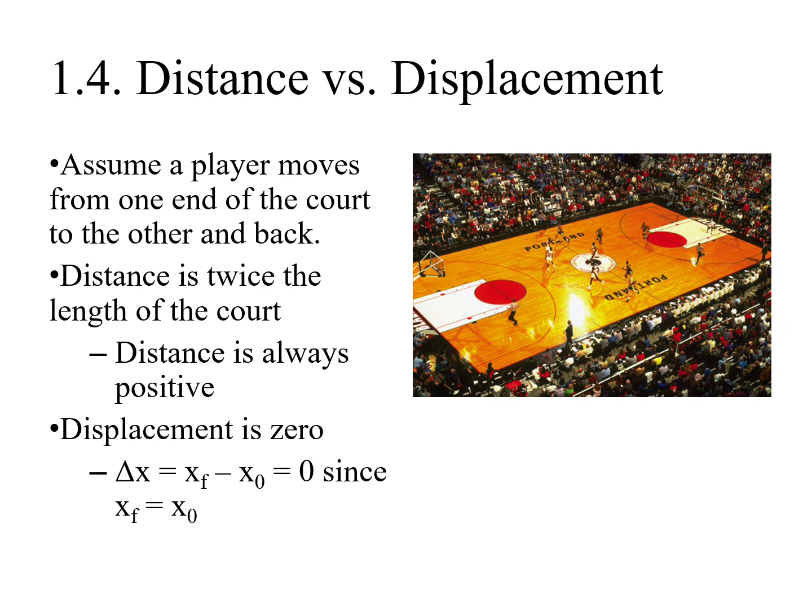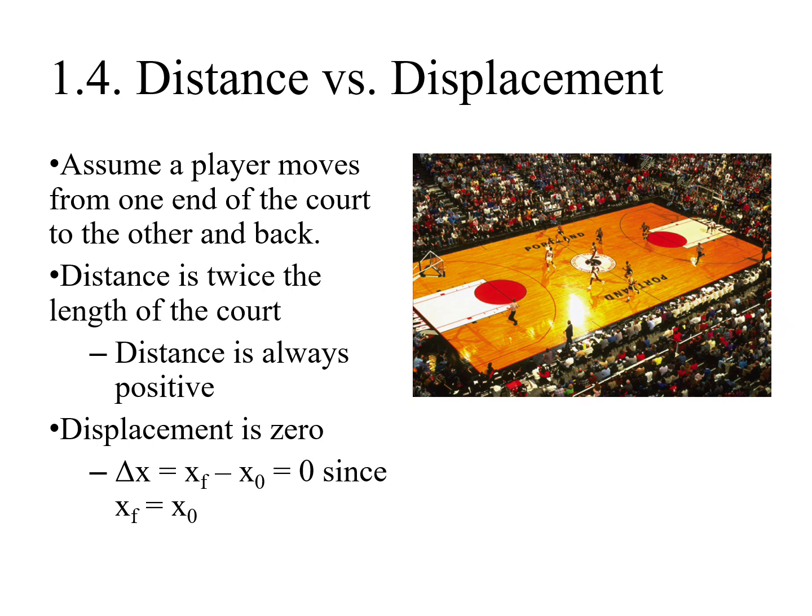Distance tells us how much ground was covered. It is always positive. Displacement tells us the change in position from start to finish. In this example, the player moves across the court and returns to the starting point.